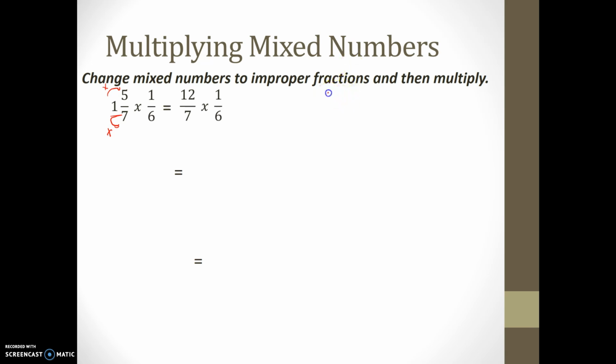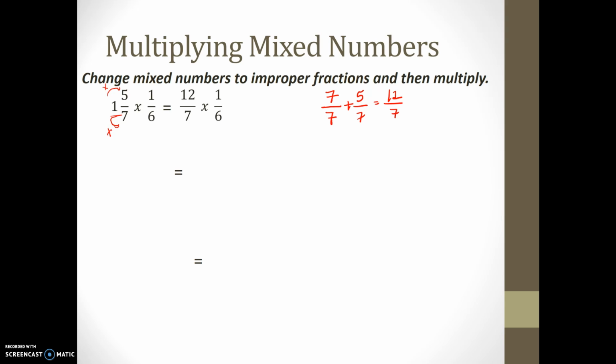Now here's why that works. If we were to write the 1 as a fraction, we would write 7 over 7, and we would want to keep it in sevenths since we're working with sevenths. So we would have 7/7 plus 5/7, which would equal 12/7. So it's the same thing. The one way is just a shortcut.